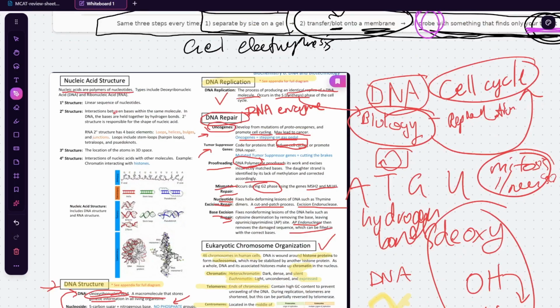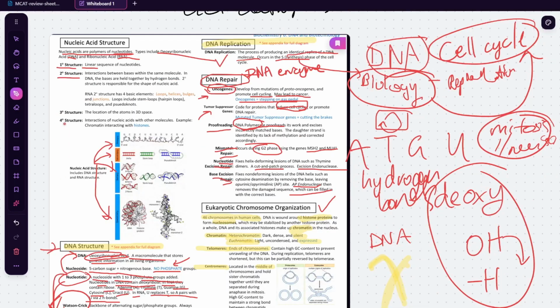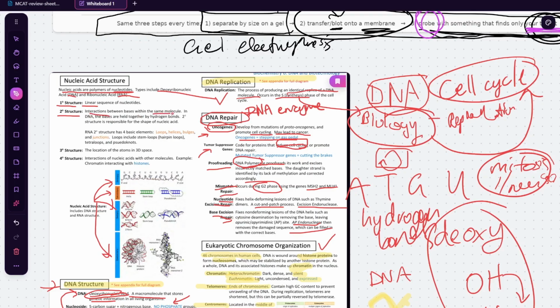Nucleic acid structure are nucleotides. So we already went over nucleotides, but this is just a specific structure about them. So you can have, as well, primary, secondary, tertiary, and quaternary. Nucleic acids are polymers of nucleotides, and these include DNA and RNA. So your primary structure is just a linear sequence. Secondary structure, that follows the same thing as looking at protein structures. Interactions between bases within the same molecule. The bases are held together by hydrogen bonds. Secondary structure is responsible for the shape of the nucleic acid.